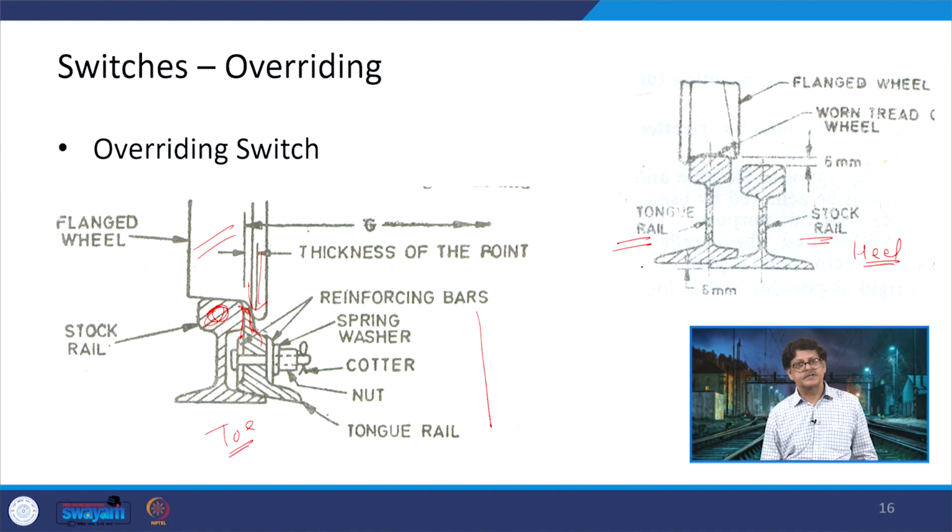Then another thing which we discussed, this tongue rail is kept a bit higher as compared to the stock rail. So, this is 6 mm height and that 6 mm height will also come at this point. So, this again is a 6 mm height.